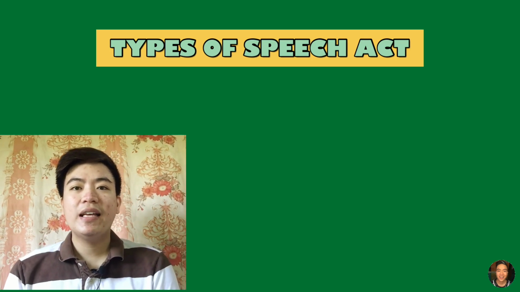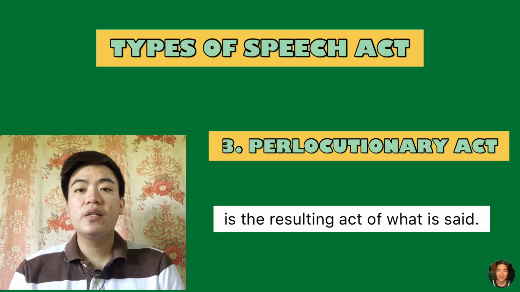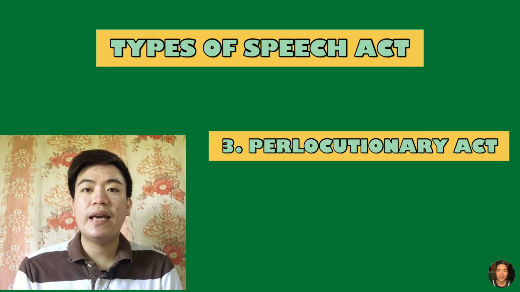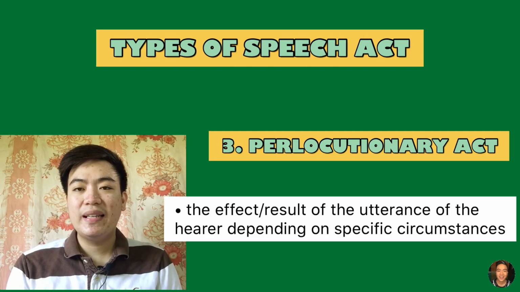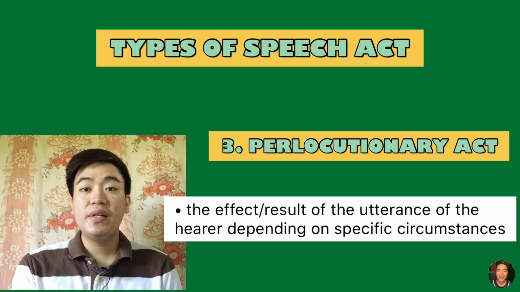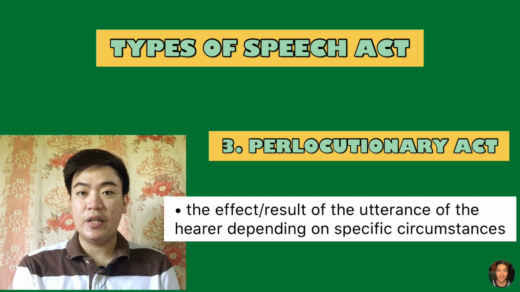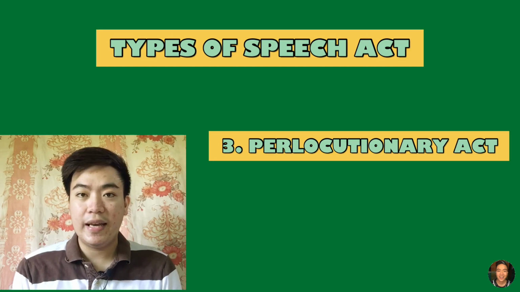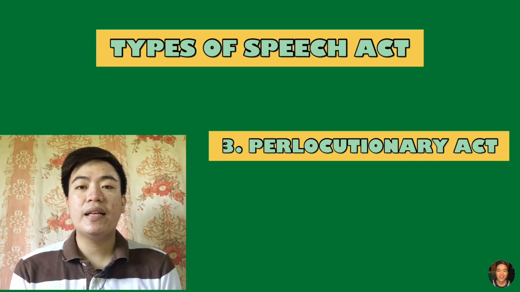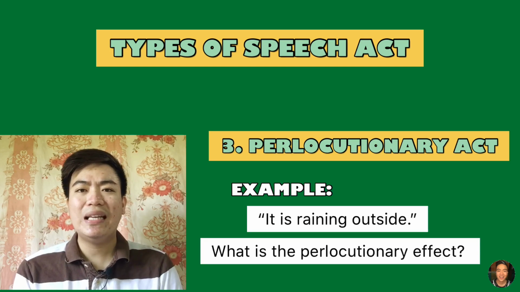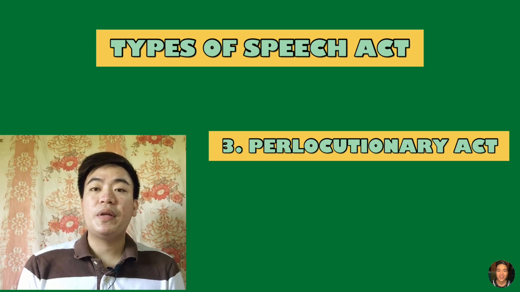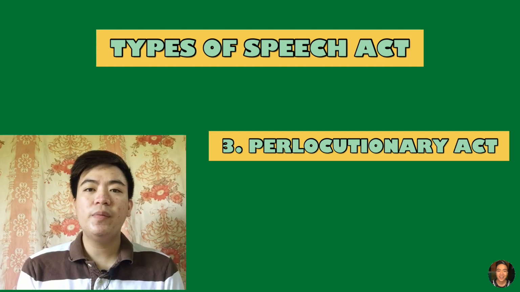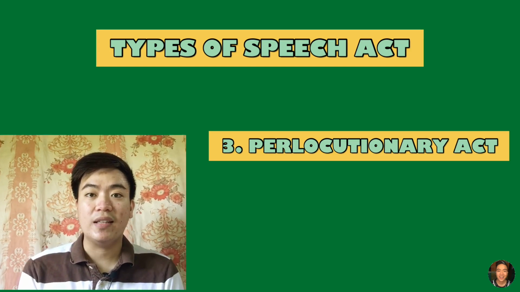Third, we have the perlocutionary act. It is the resulting act of what is said. This is the action or state of mind brought about by or as a consequence of saying something. So in other words, this is the effect or the result of the utterance on the hearer depending on specific circumstances. It can be persuading, embarrassing, irritating, or inspiring the hearer. Let us use the same example. It is raining outside. So what is the perlocutionary effect? It can be that the hearer may use an umbrella if he or she is going outside, or the hearer may stay for a while until the rain subsides.